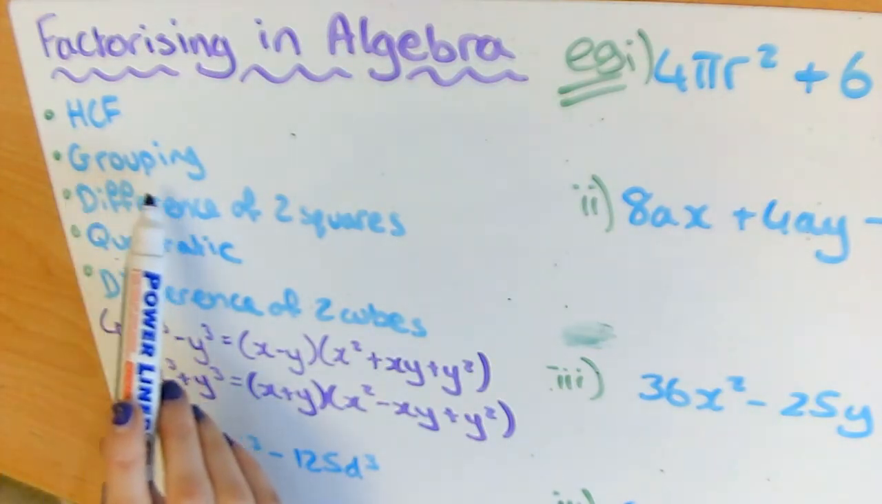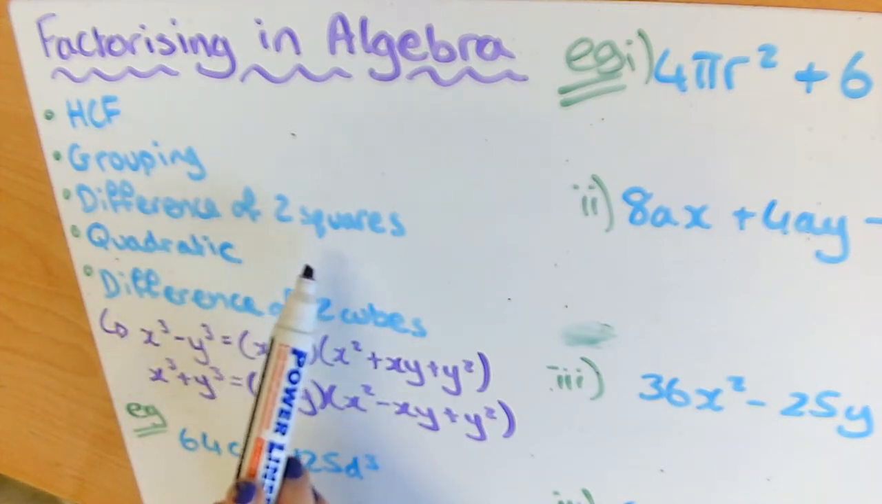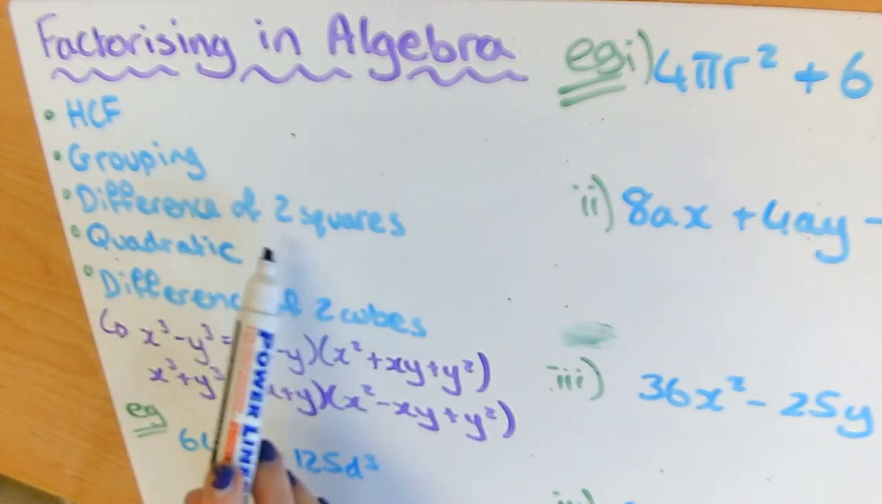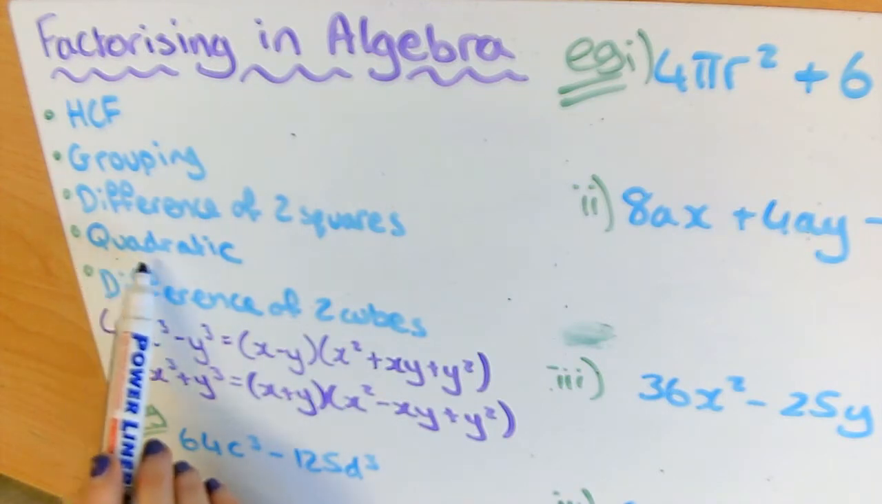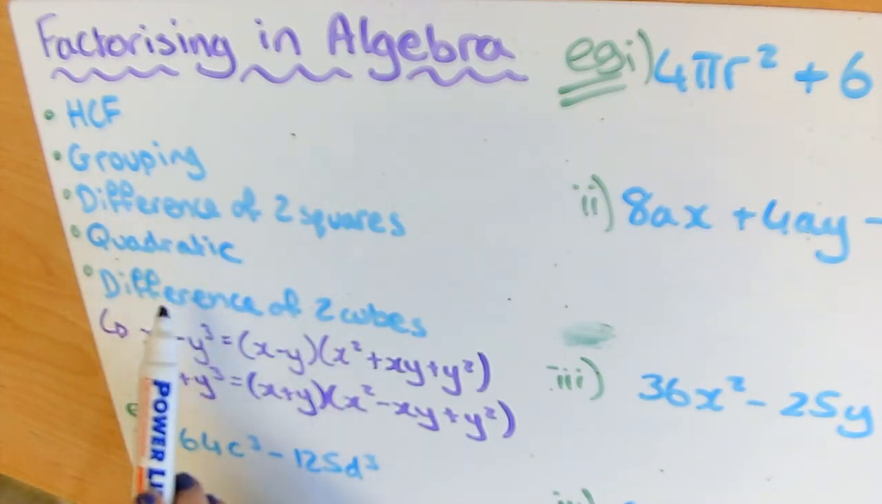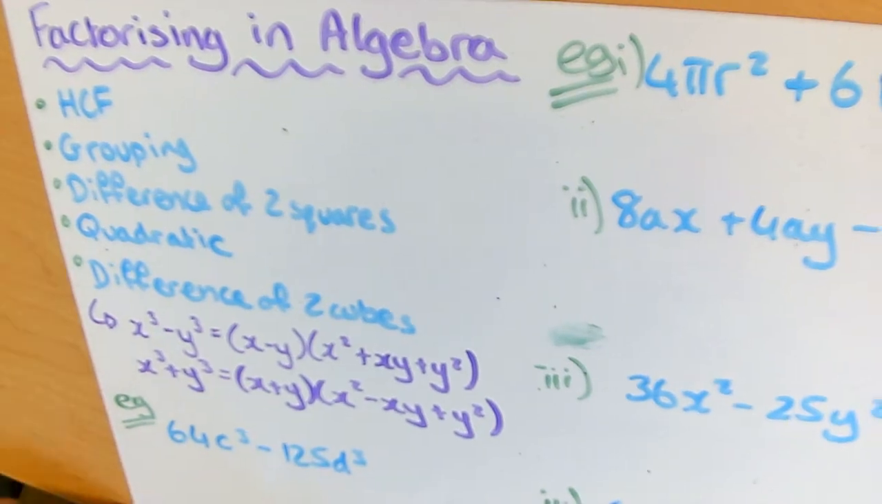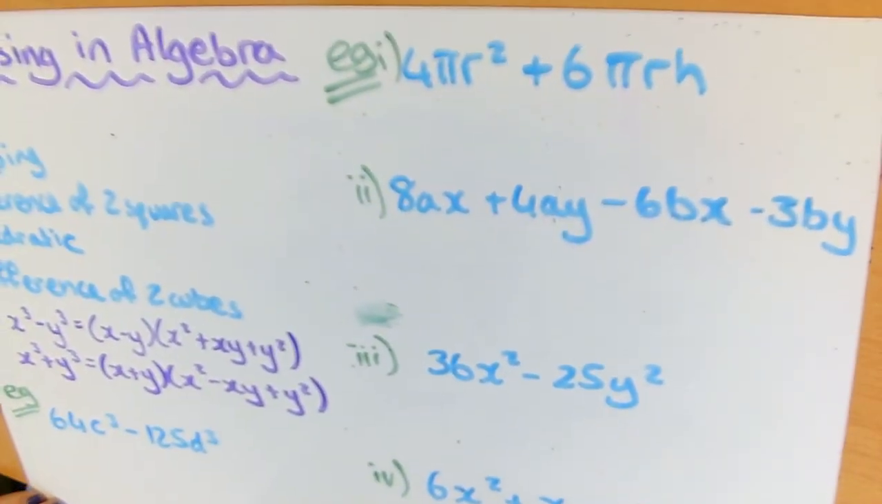We use grouping when there's 4 terms. We use difference of two squares when there's 2 terms and they're taken away from each other and they're both squared numbers. We use quadratic when it's a quadratic trinomial, so when there's 3 terms. We use difference of two cubes when we have 2 cubes like this. And we're going to go through this formula now in 2 seconds. First, we're going to look at a few examples of the ones we would have done for junior cert.